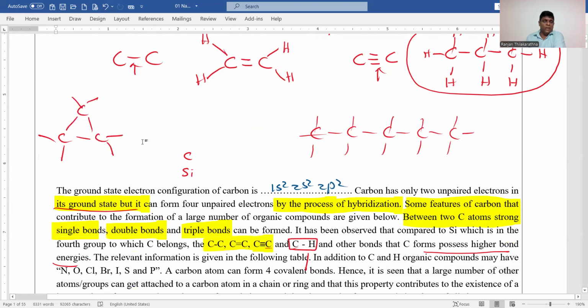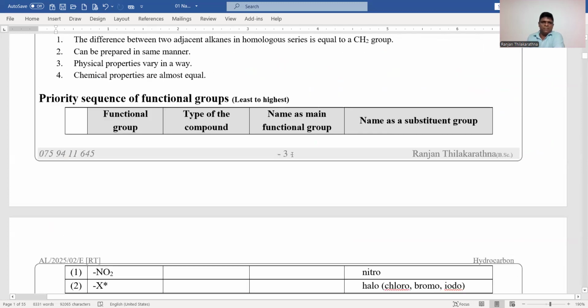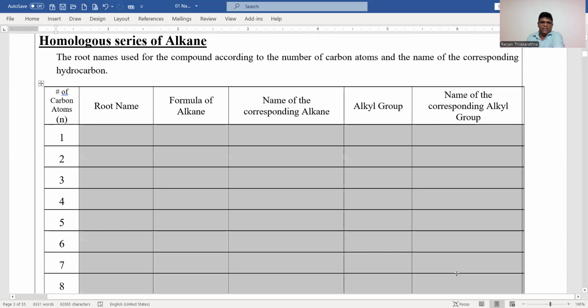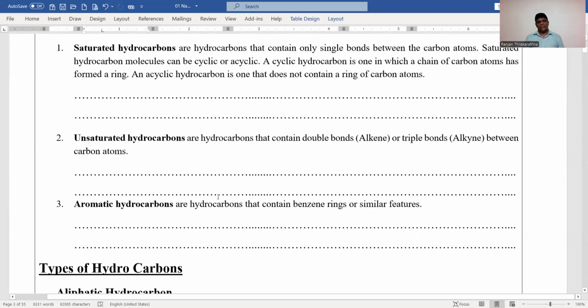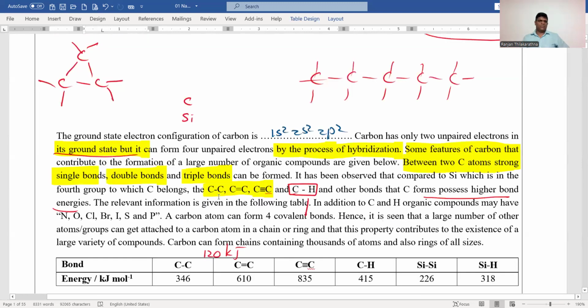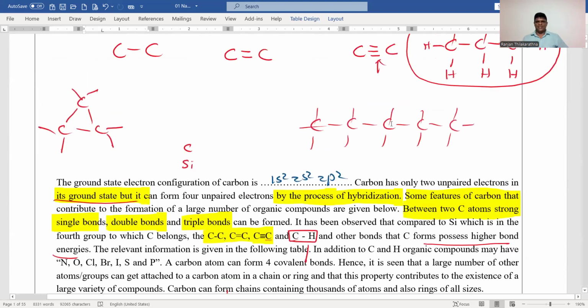Depending on the number of carbon, we name them. Later we are going to study. I think you have this table here. According to this table, we give the names to the organic compounds. If you have only one carbon in that compound, then the name is known as methane, like that. If you have two carbon, then it is ethane. If you have three, that is propane in this case.